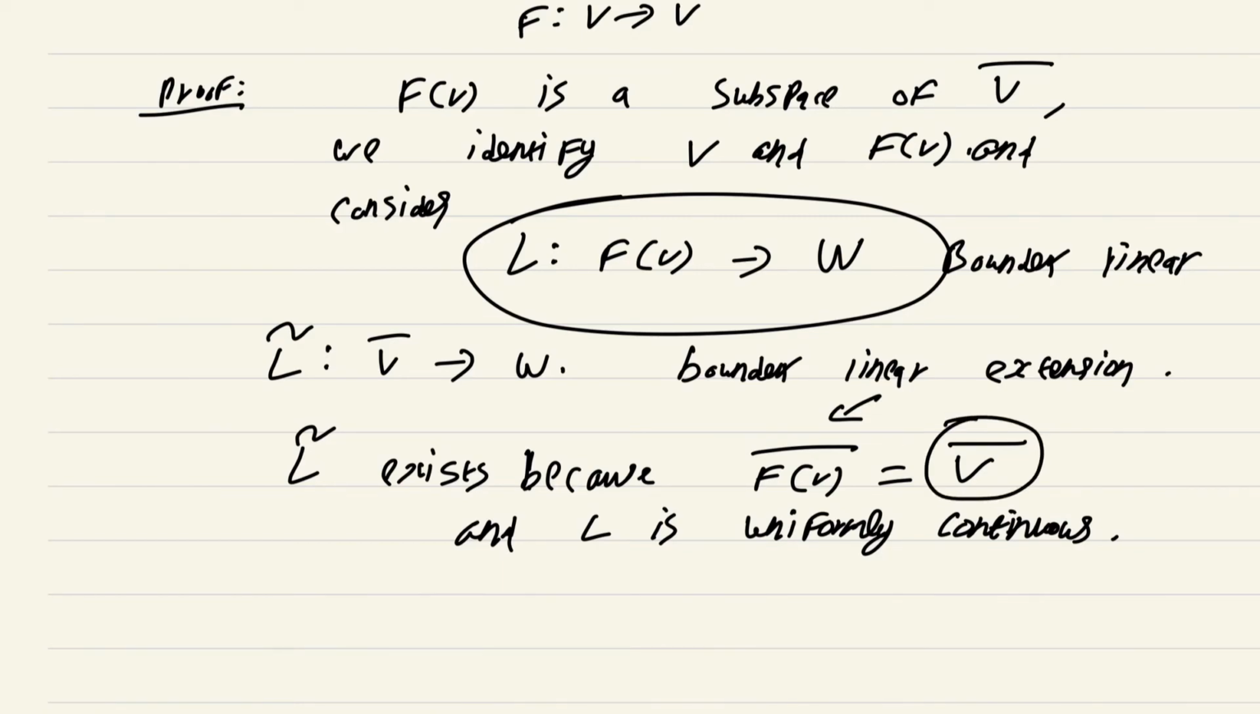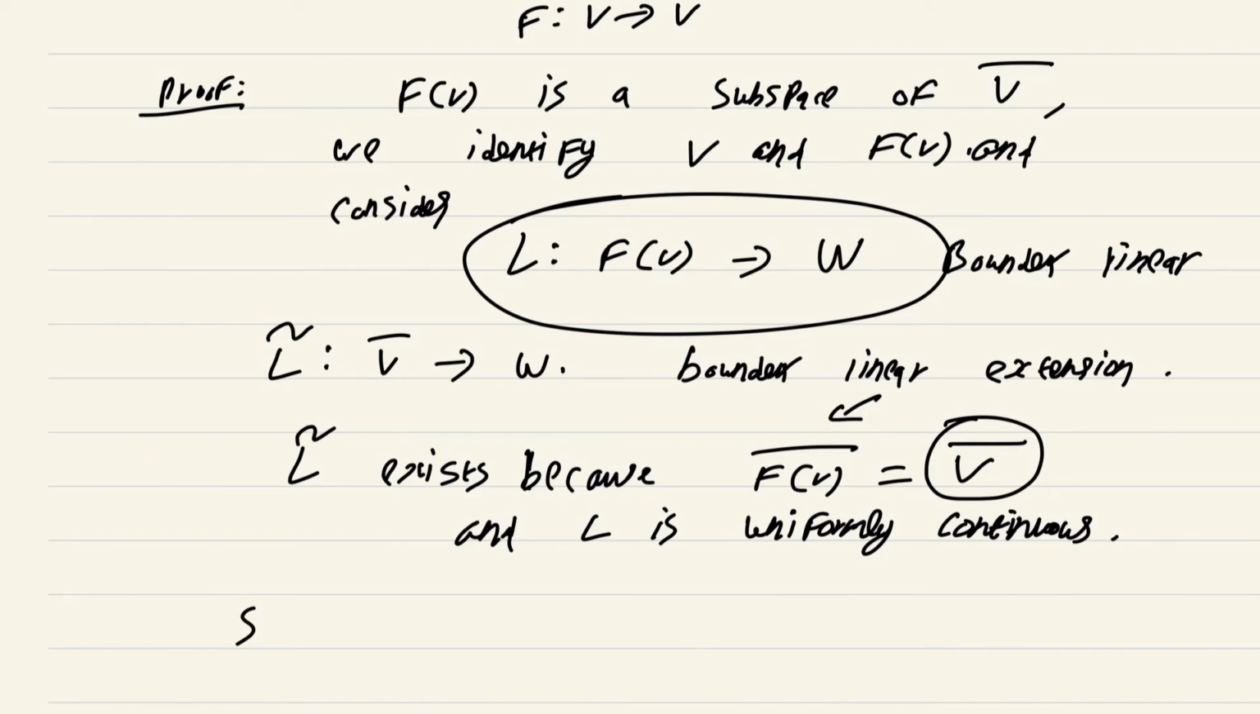Since the closure of f of V is nothing but V bar, and L is uniformly continuous, and uniformly continuous mappings extend continuously to the closure, we have this map L tilde from V bar to W. Note, this is the place where we use the fact that W is a Banach space. So we get a continuous linear extension L tilde from V bar to W. The only thing that remains to be shown is that this L tilde is actually linear, and that's rather straightforward.